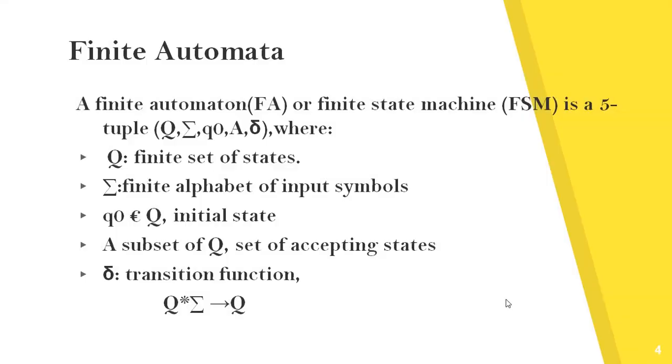In the five tuple machine, the first tuple is capital Q, which stands for a finite set of states. Then the second, sigma, is the finite input alphabets. Then Q0 is our starting state or initial state. Capital A stands for a subset of Q, and it is the acceptance state, so we call it the final state. And the last component is delta, which stands for the transition function, for transition from one state to another state or remaining in that state by using the set of alphabets. So these are the five components which are required for the discussion of finite automata.